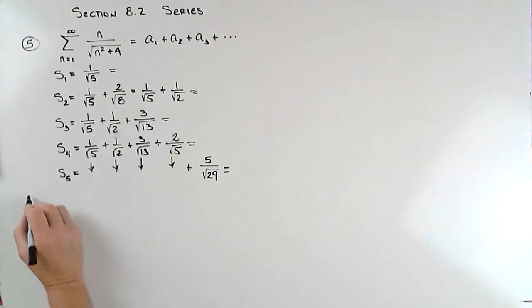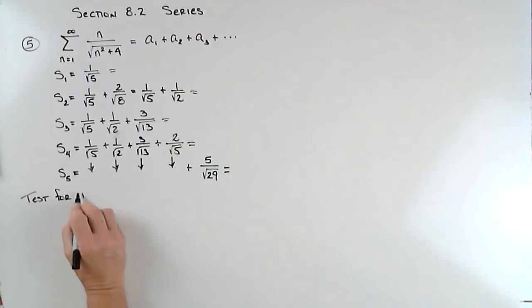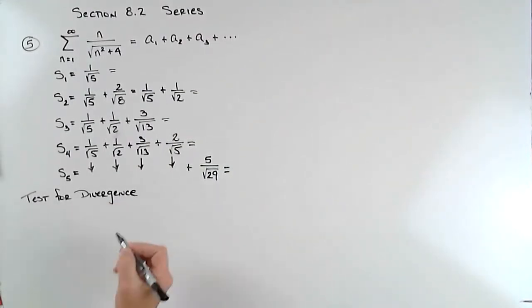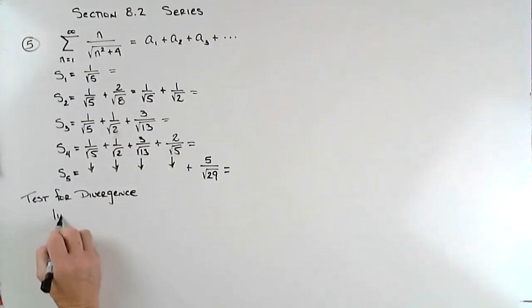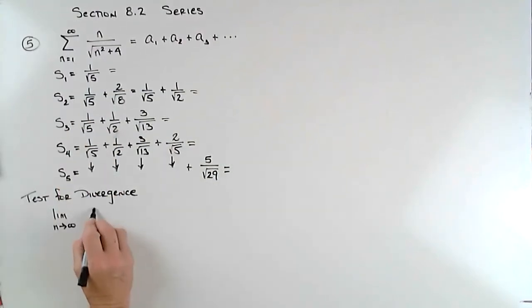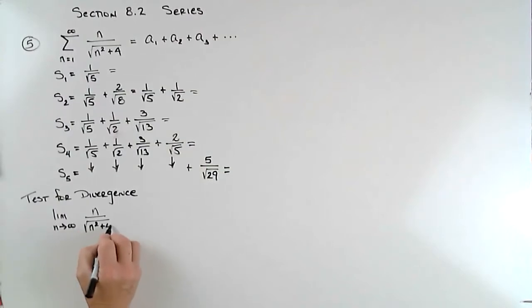Now, we have our test for divergence, right? And our test for divergence says if the limit of our general term is not zero, then this series diverges. So if we're going to take the test, we would do the limit as n goes to infinity of our general term, which would be n divided by the square root of n squared plus 4.